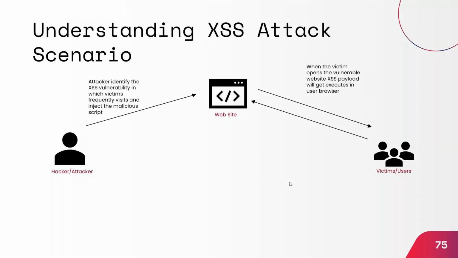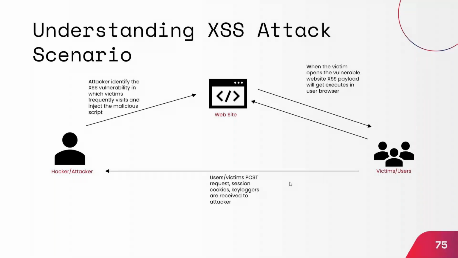executed in the victim's browser, and that will send you the victim's post request which has some kind of sensitive information or session cookies, keyloggers, or it might redirect them to my website. All of these things can be possible, guys, if an application is vulnerable to the cross-site scripting attack. Got it? Is the attack scenario clear to you?